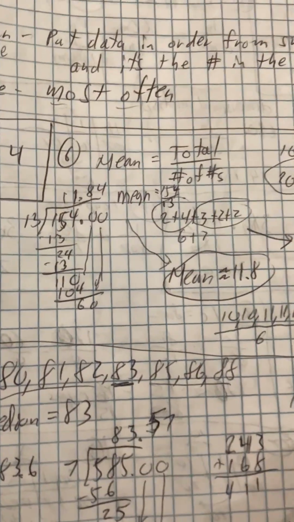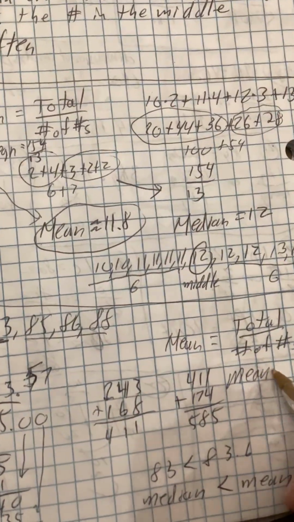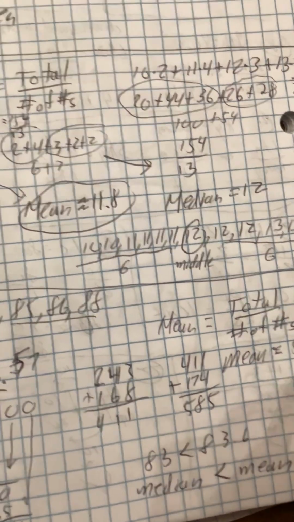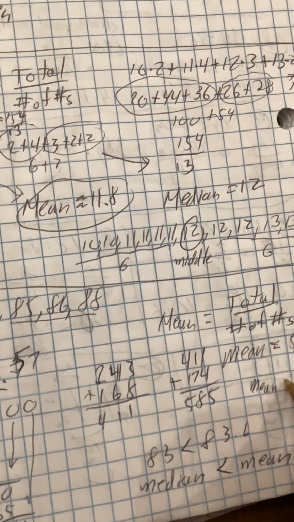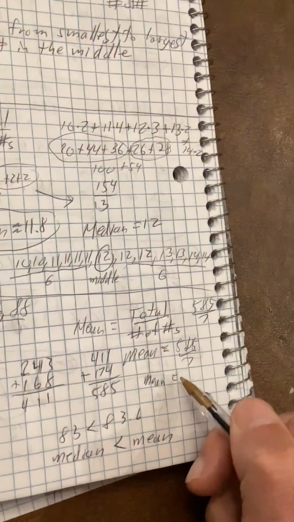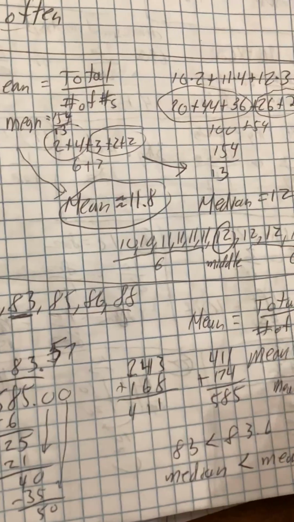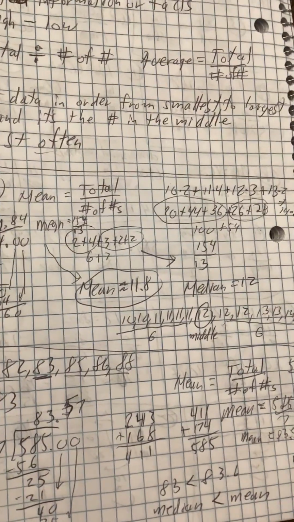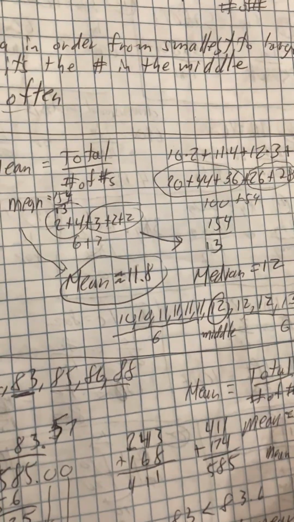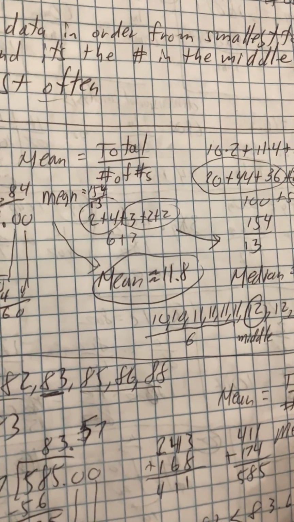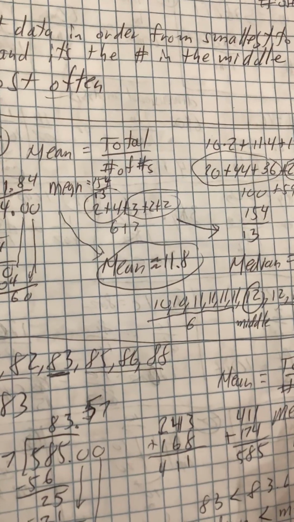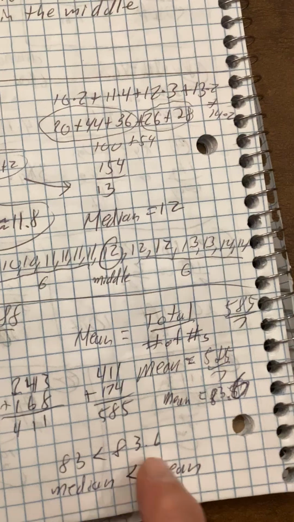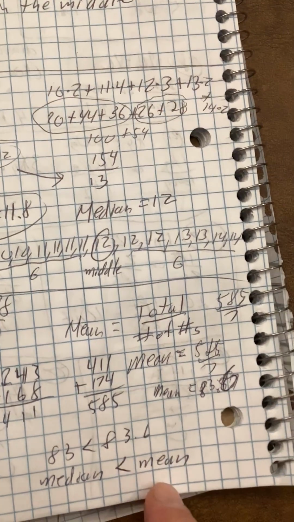You write the formula, then below, mean equals 585 divided by 7, and then mean equals your answer there, which is 83.6. You're supposed to round it to the nearest tenth. So 83 is less than 83.6, so median is less than the mean.